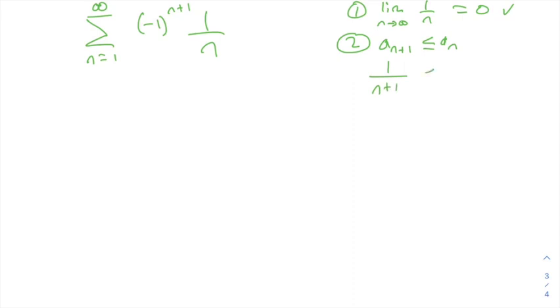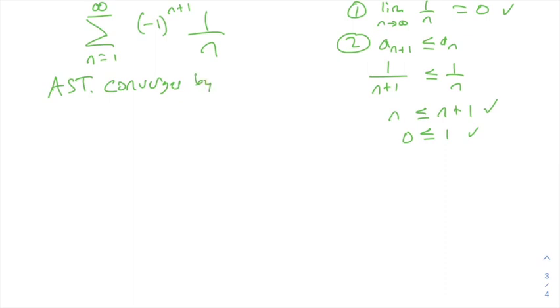So 1 over n plus 1 has to be less than or equal to 1 over n. We can cross multiply times 1 on both sides and get n is less than or equal to n plus 1, and we can see that's true, right? That's good enough to show it. If you want to subtract n on both sides, you can show 1 is greater than 0, and so that's true as well. So I know that this converges. It's called the alternating series test. You can abbreviate, or we'll say converges by the AST, alternating series test.